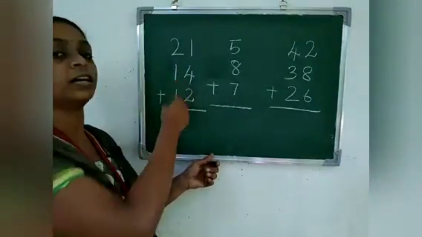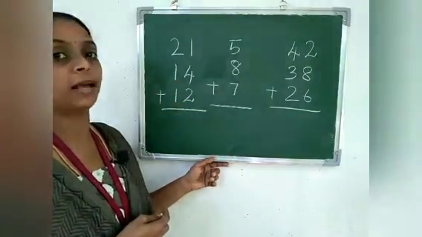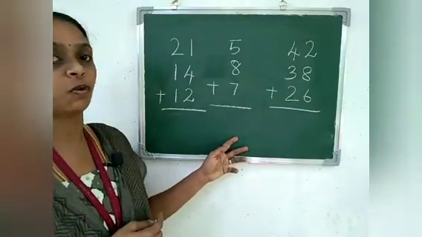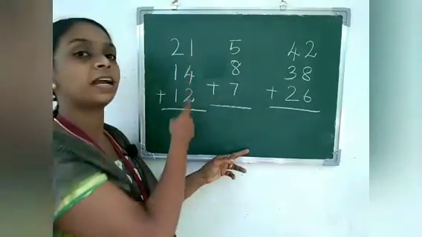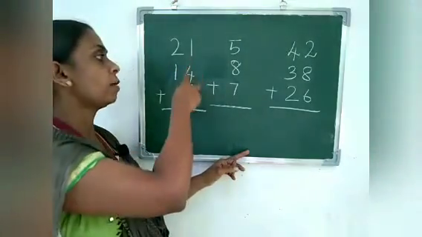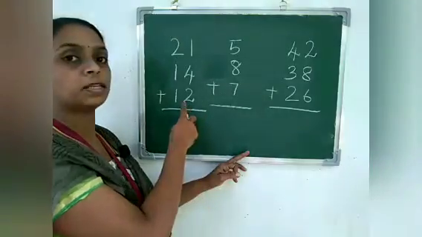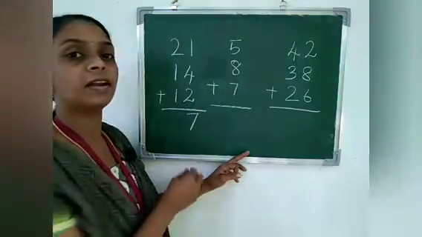The first one is 21 plus 14 plus 12. From where do we start addition? We will start addition from the ones place. So 1 plus 4 is 5, 5 plus 2 is 7. 7 we will write here.